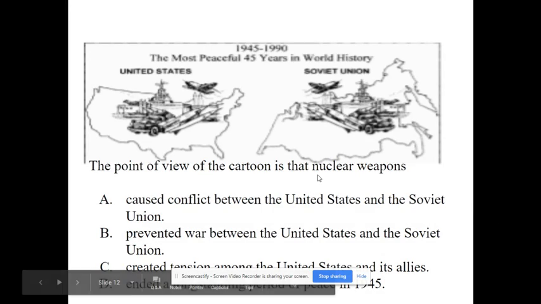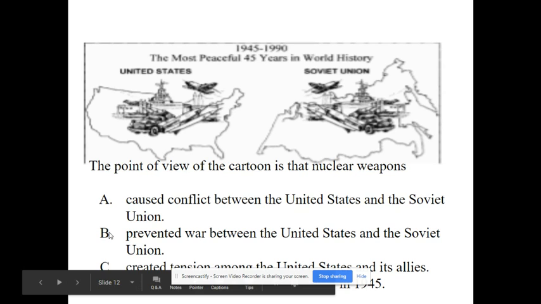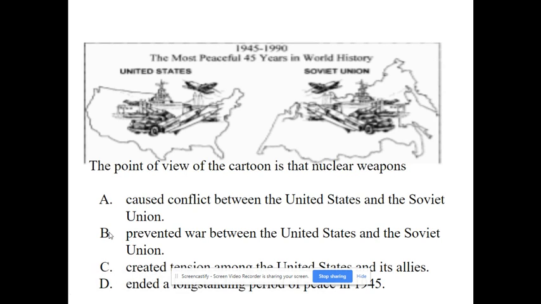The point of view of the cartoon is that nuclear weapons did what? I know that these images are hard to see, but they're images of military planes, battleships, rockets, different things of that nature. And because of this 45, 50-year period of our nuclear age weapons, it actually, down here, it's B, prevented war between the United States and the Soviet Union because neither one wanted to use these.